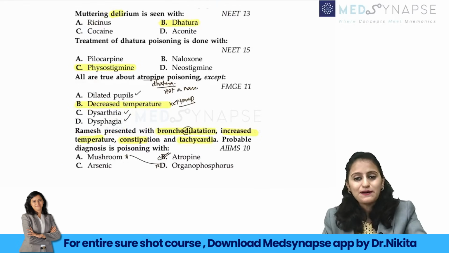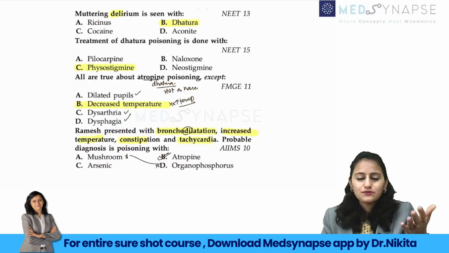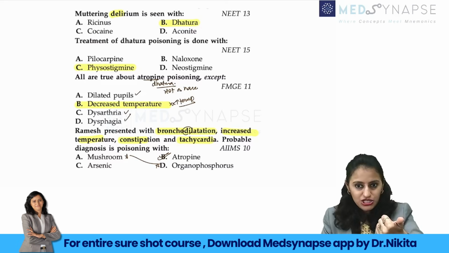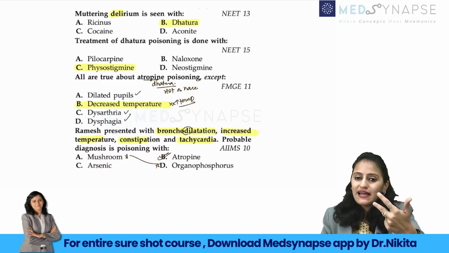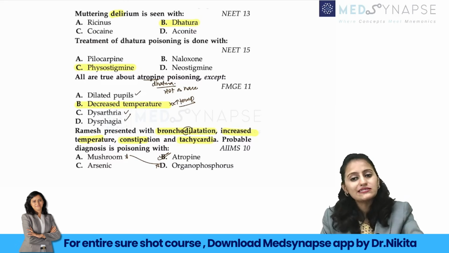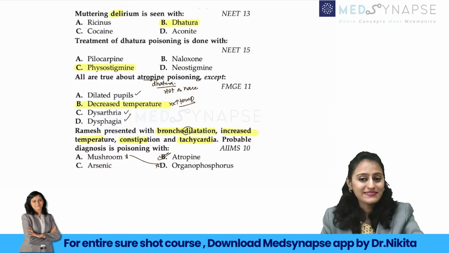So that was about the important plant poisons, where we have also seen strychnine, the spinal poison. We have also seen the cardiac poisons, and we have seen Datura, which is a deliriant. I hope these tricks help you to remember this part of toxicology.